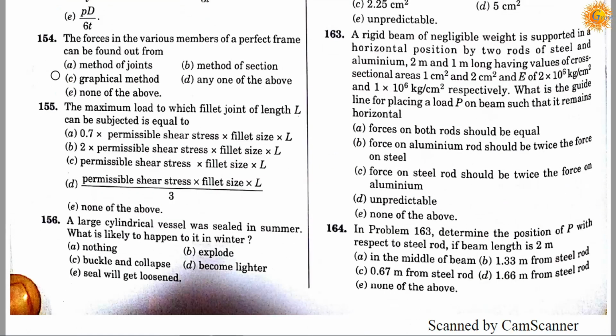Question number 154. The forces in the various members of a perfect frame can be found out from: option A, method of joints; option B, method of sections; option C, graphical method; option D, any one of the above; option E, none of the above. Correct answer is D, any one of the above.